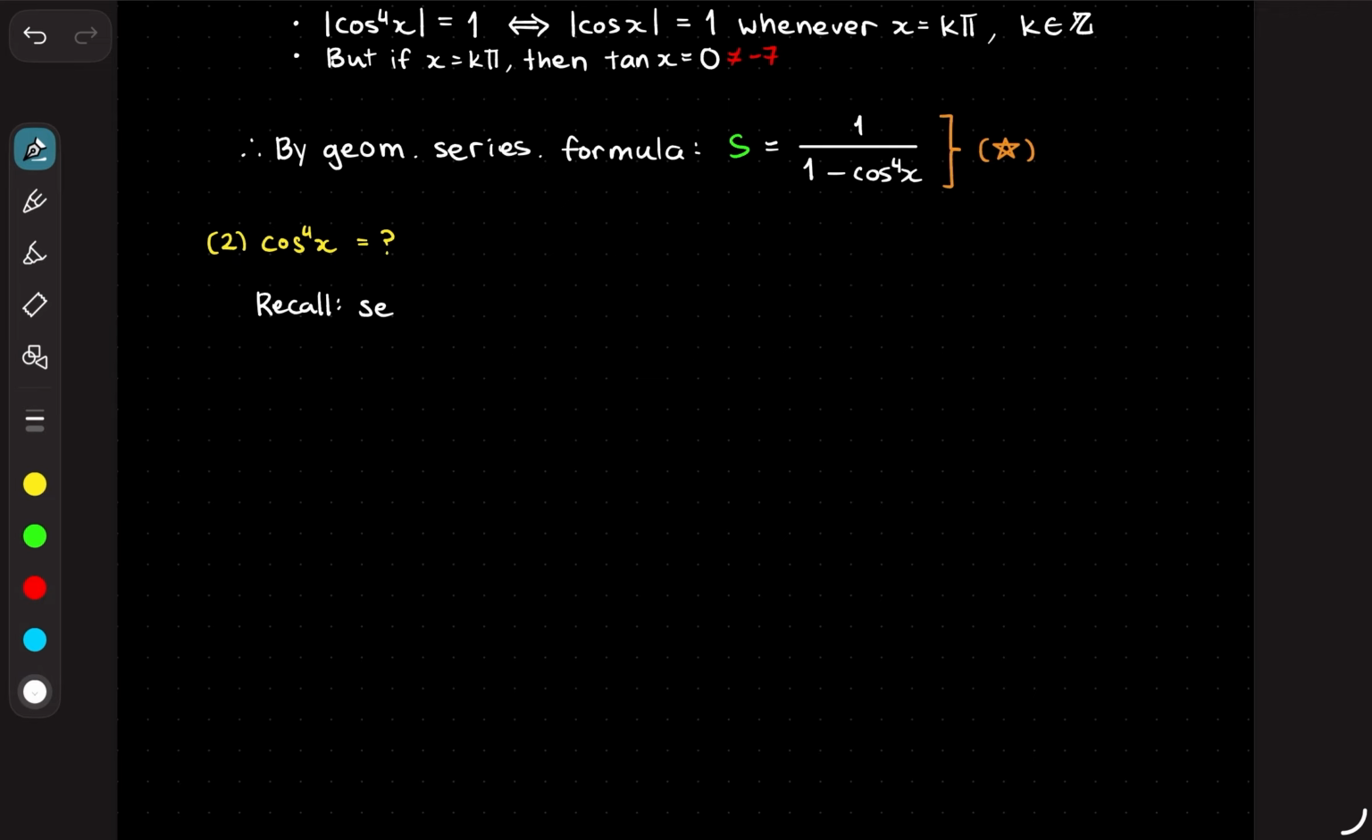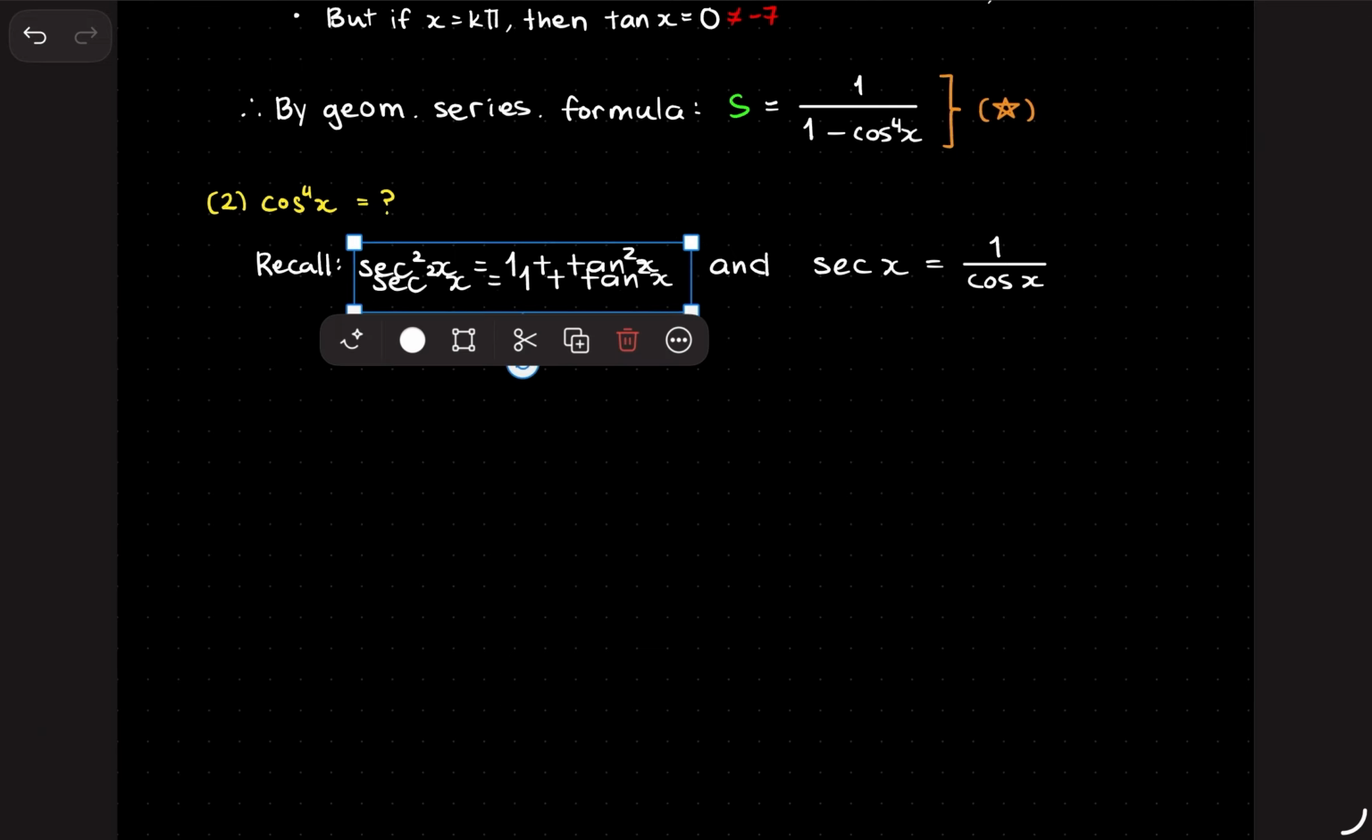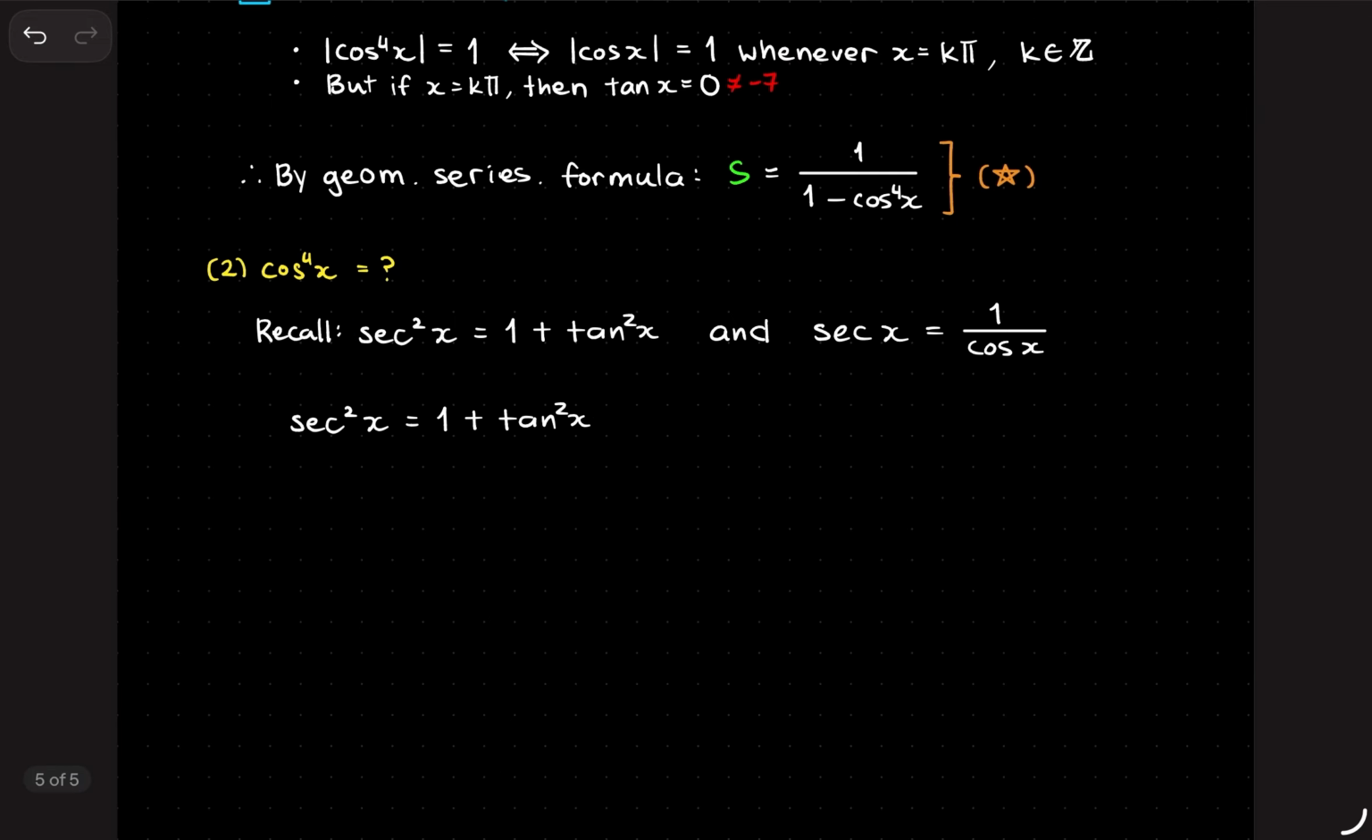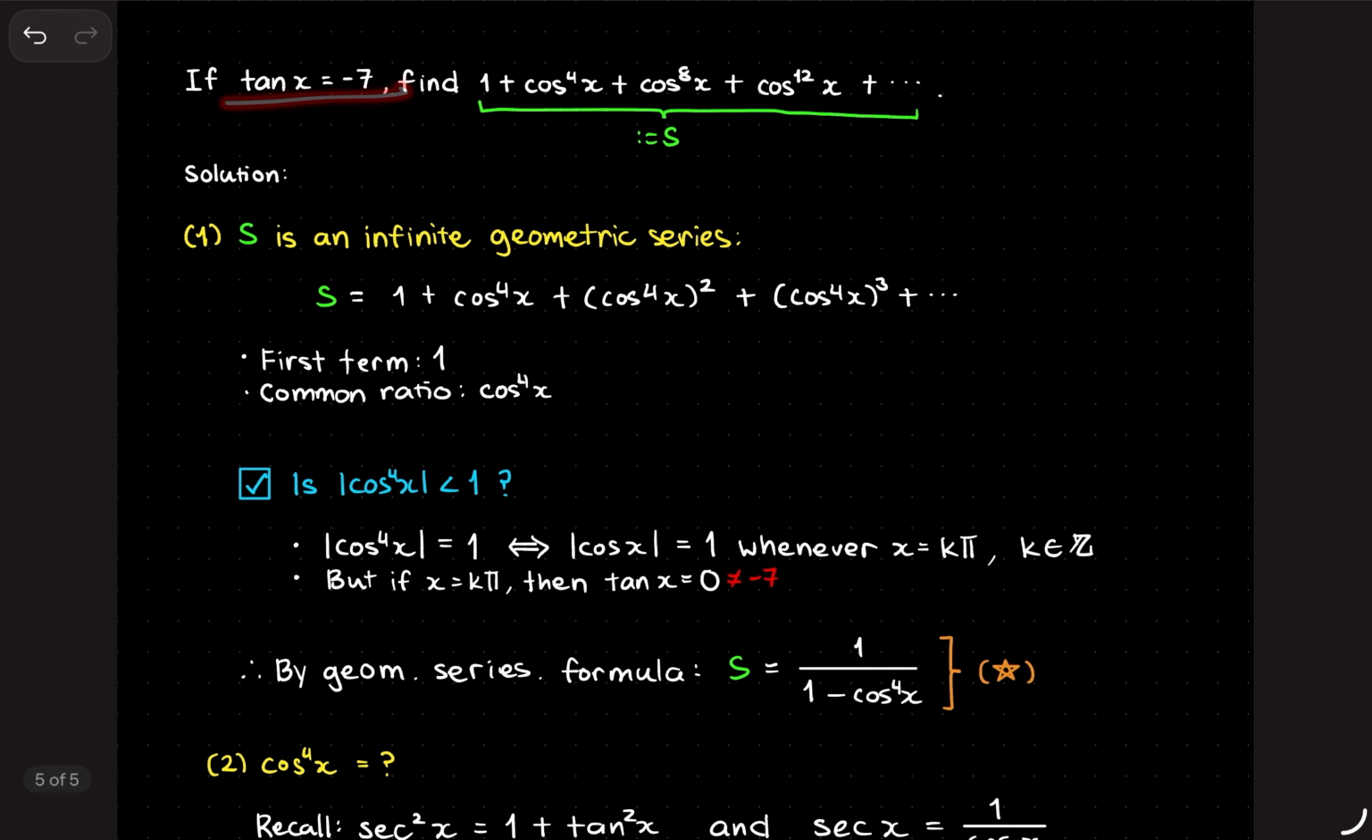So recall that from the Pythagorean identities, the square of secant x is equal to 1 plus the square of tangent x. Aside from this, we will be needing the reciprocal identity. That is, secant x is equal to the reciprocal of cosine x. Using these two, we can now establish the value of cosine x raised to 4 in our given. So we begin with this one. Take note that we are given the value of tangent x. Tangent x is equal to negative 7.